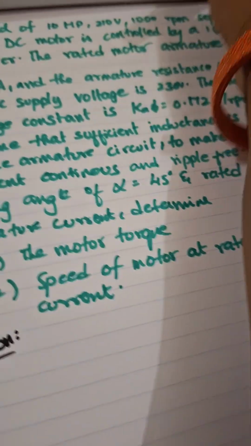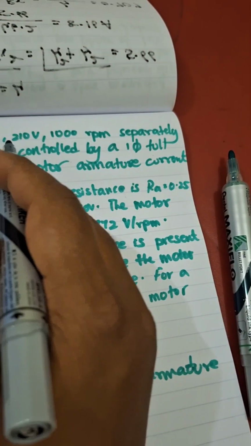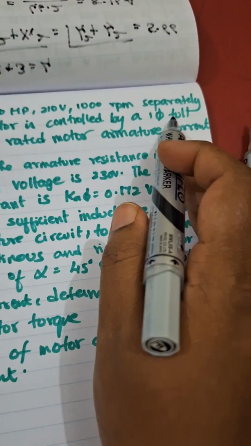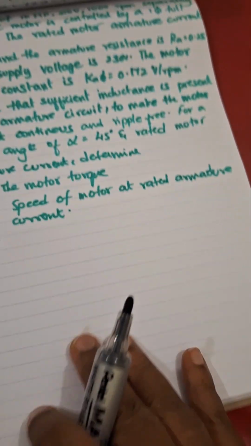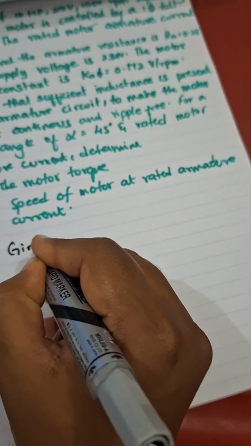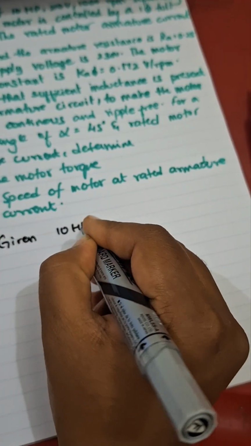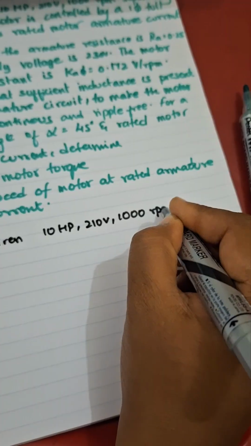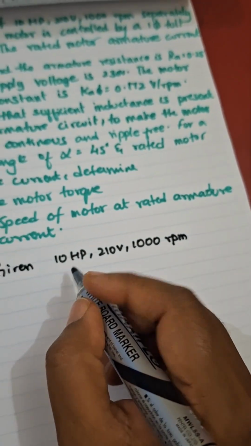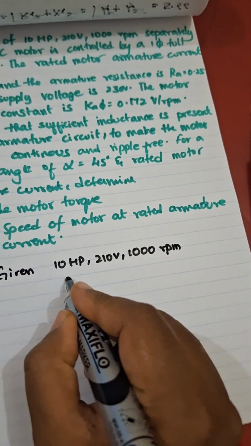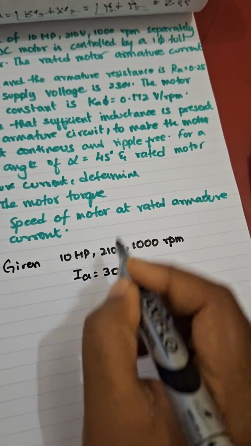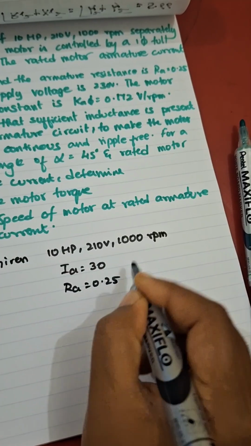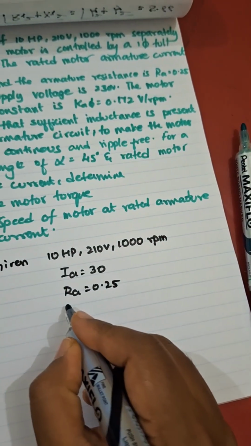Here the given data is: the speed of a 10 HP, 210 volts, 1000 rpm separately excited DC motor is controlled by a single phase converter. The rated motor armature current is 30 amps and the armature resistance RA is 0.25 ohm. The AC supply voltage is 230 volts.